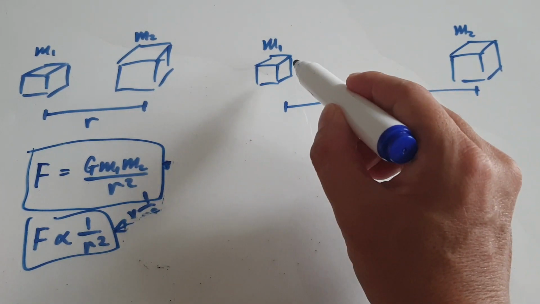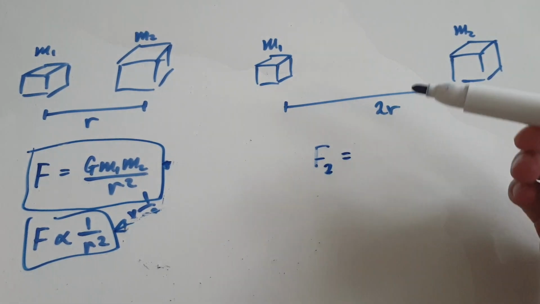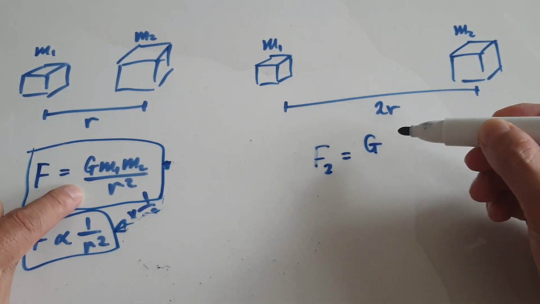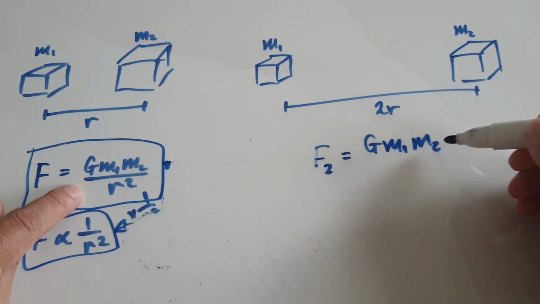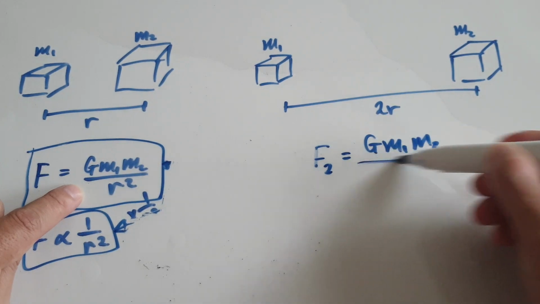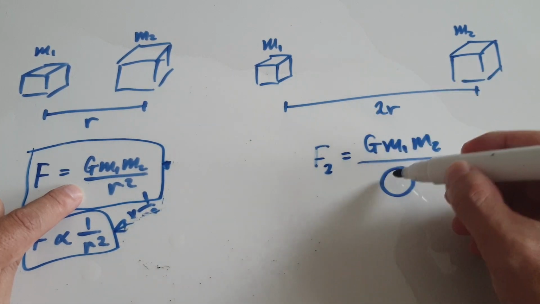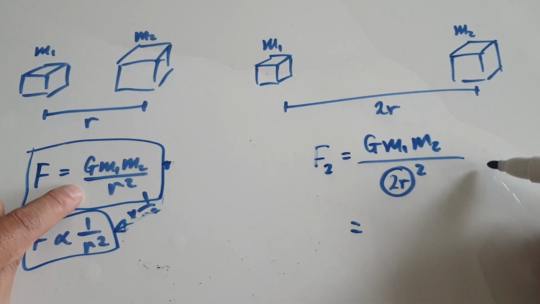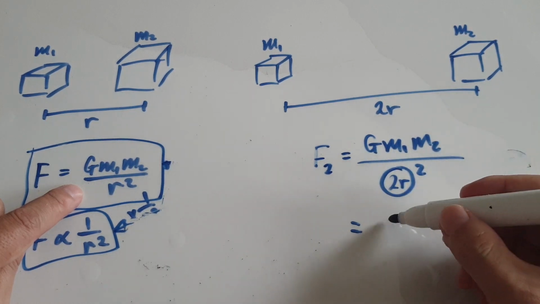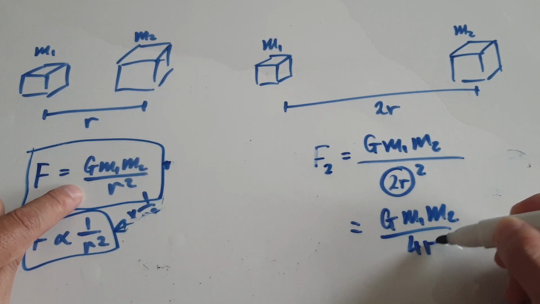Now there will be a force that exists in between these two masses. Let's call it F2. So F2 would be G, some sort of constant, I don't care, m1 m2, but this time over r squared, where the distance that separates the two is actually 2r. So now tidy this up. This will become 2r times 2r, so that would be 4r squared. So that would be G m1 m2 over 4r squared.